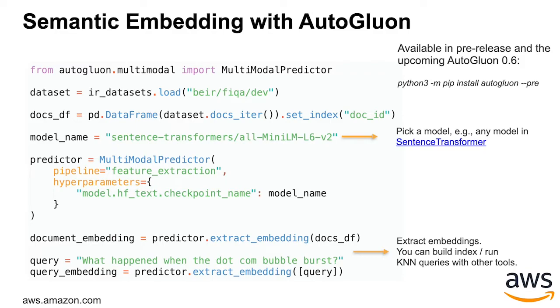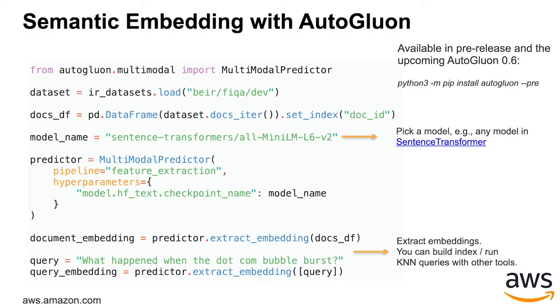So in the upcoming AutoGluon 0.6, we are going to release a new feature that can help users extract semantic embeddings that can be useful for building a search engine. Since AutoGluon is open source, this feature is already there in our master version, so you can already try it out by installing the pre-release of AutoGluon. And here I have attached a code snippet example of how to use this feature in AutoGluon.